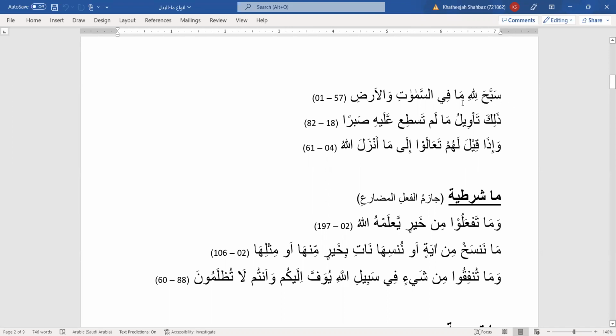So here, this ma is actually the fa'il. The ma fi samawati wal ard is acting as a fa'il, which is clarifying when we say sabbaha lillahi, he glorifies Allah. So what glorifies Allah? This is clarifying that part. When you said it, it is the fa'il, but it is not clarifying a question. No, that will be maf'ul.